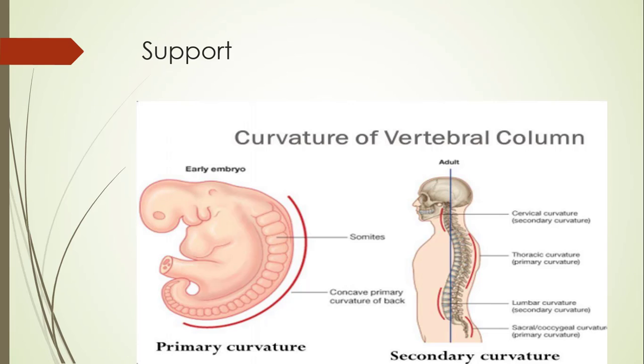Now, the secondary curvatures, the cervical and lumbar, are concave posteriorly. They are of great importance. They bring the center of gravity into a vertical line. This is the vertical line you can see here. They bring the center of gravity into the midline, which allows the body weight to be balanced on the vertebral column in a way that expends the least amount of muscular energy to maintain an upright bipedal stance.